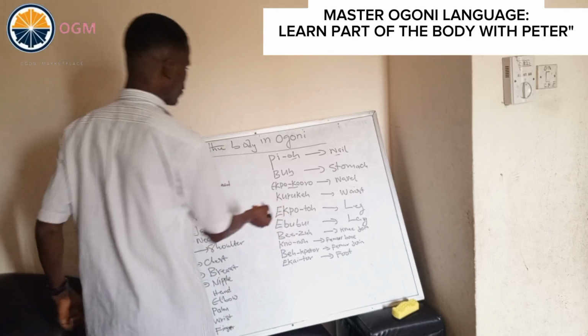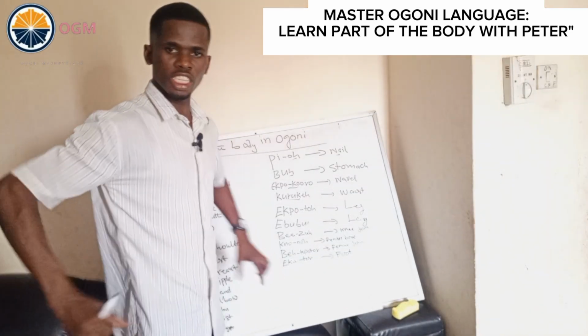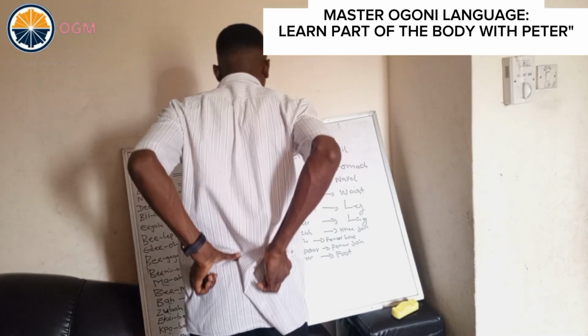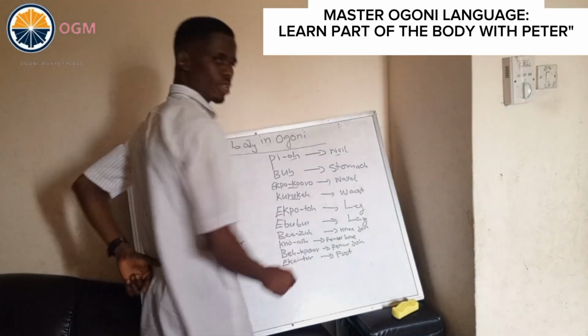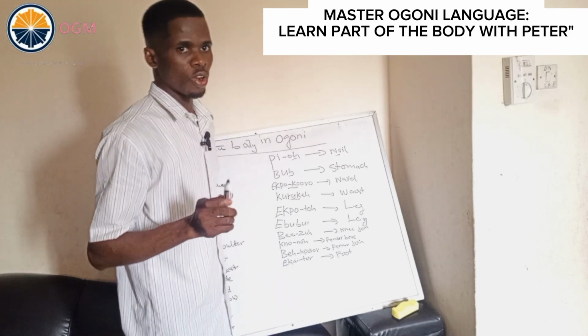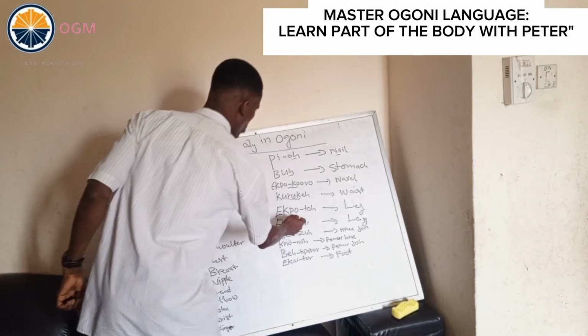Then here we have Kurute, which is waist. Waist is called Kurute. Then here we have Ekpoto.